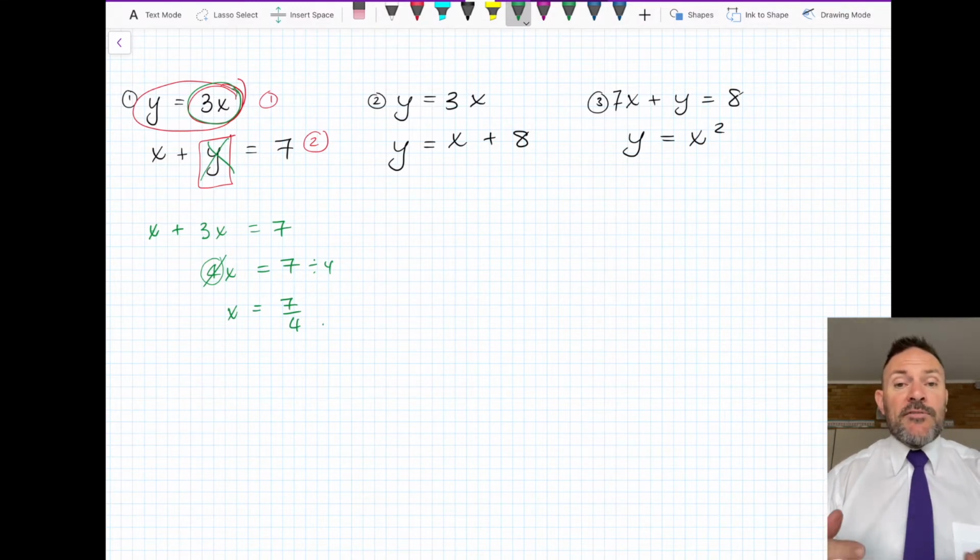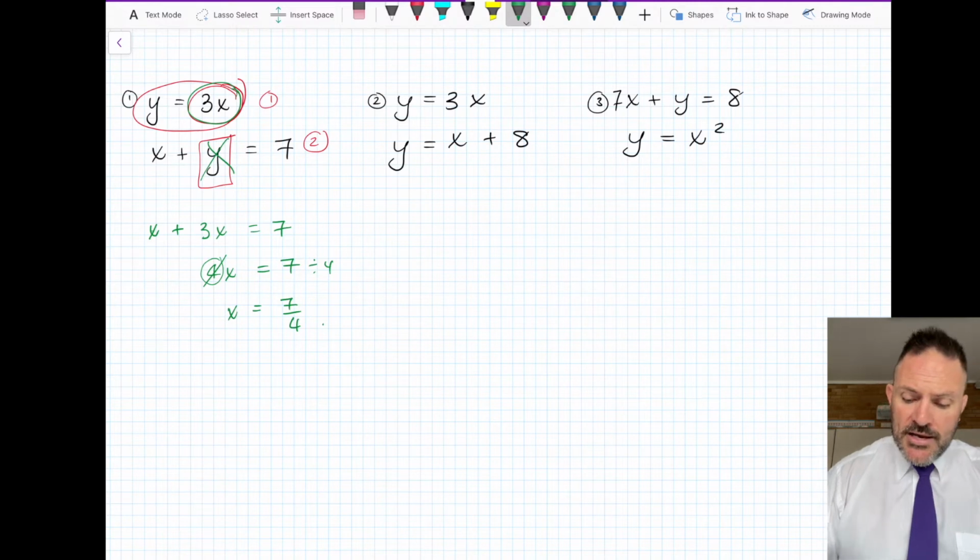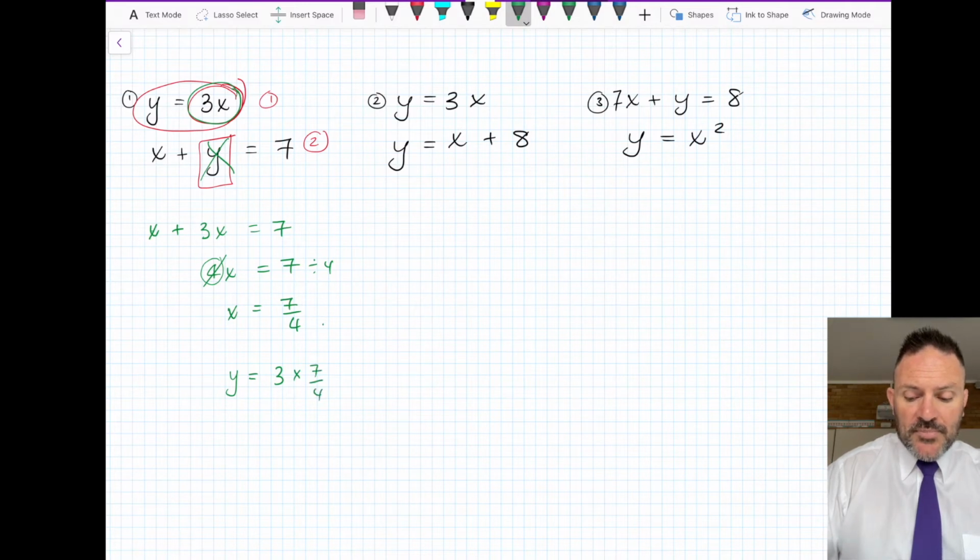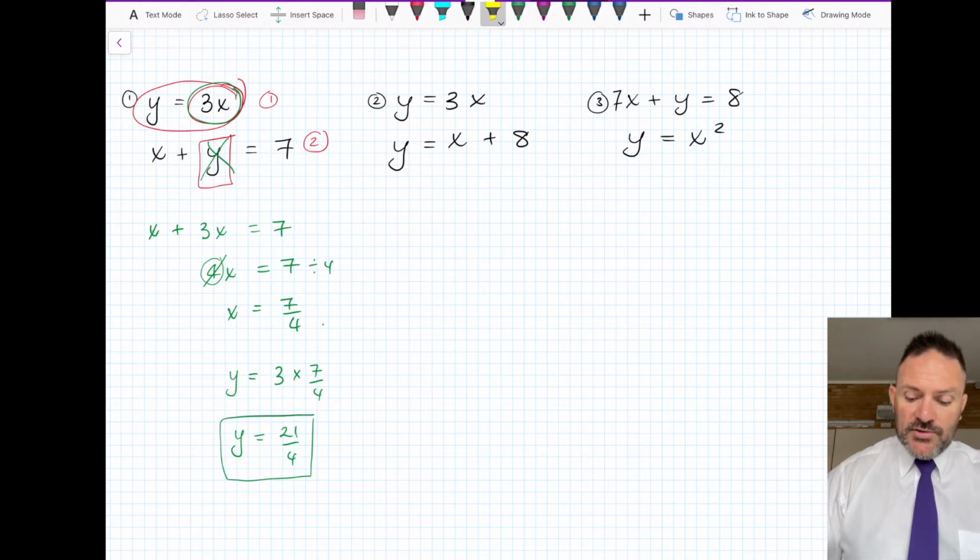Now we have two different equations. We could choose one or two to put it in. I'm going to choose, let's say, equation 1. I feel that's quite easy because all I'm going to say is that y equals 3 times whatever x is. That means y equals 21 over 4. And we now have our two solutions. I'm going to highlight those two solutions there.